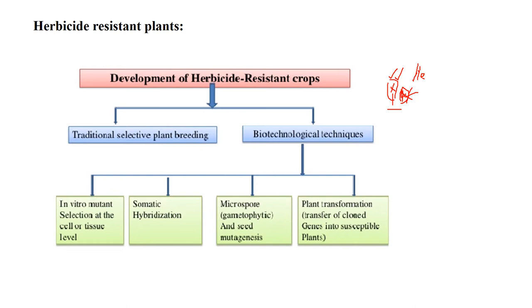उसके लिए हम क्या करते हैं, transition selective plant breeding है, biotechnological techniques है, in vitro mutant selection at the cell or tissue level. In vitro mutant selection is an important technique, somatic hybridization technique, microspore, gametophytic and seed mutagenesis technique, and plant transformation, transfer of cloned genes into susceptible genes. We take an example of the glyphosate.